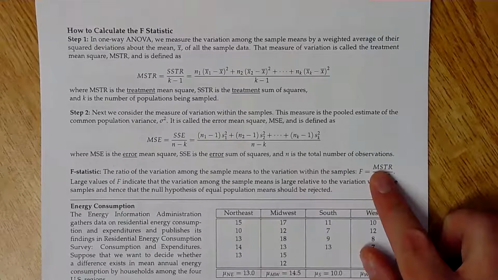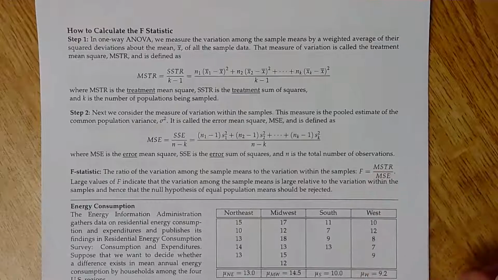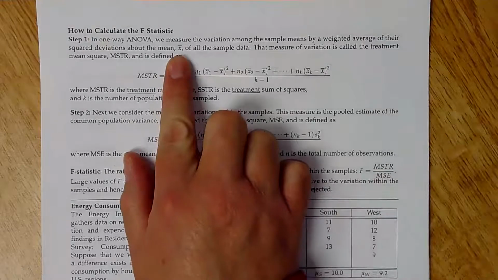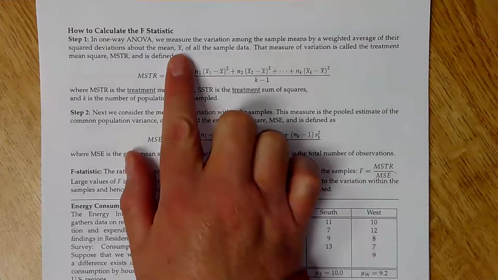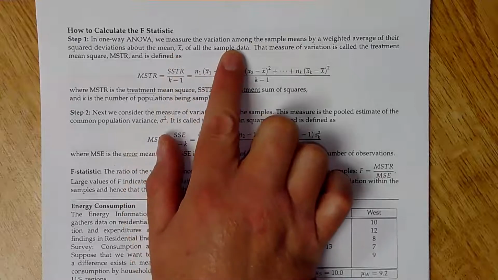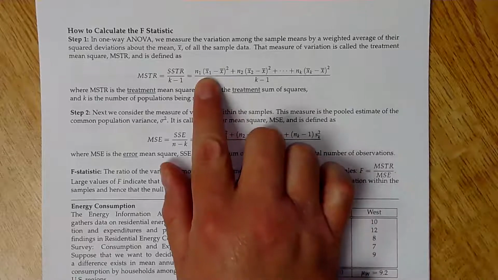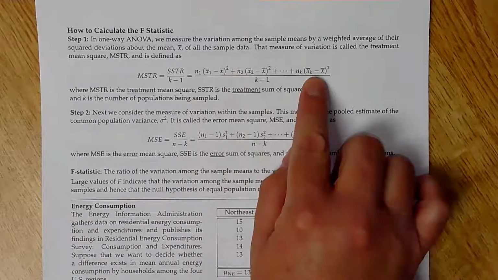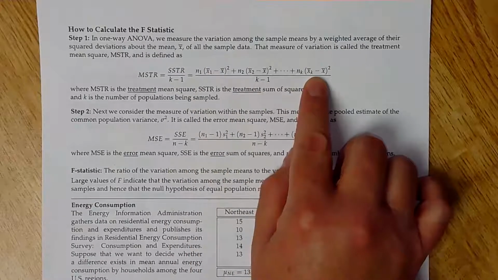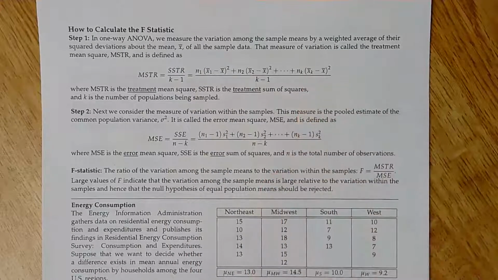Okay, so we're going to measure the variation among the sample means by a weighted average of their squared deviations about the mean X bar. And this mean X bar that we're referring to here is the one for all the sample data. So if we pile all the sample data together and find the average, that's what we're talking about there. These other X bars that have these little numbers next to them, each one of those represents the mean of a sample from the specific population.